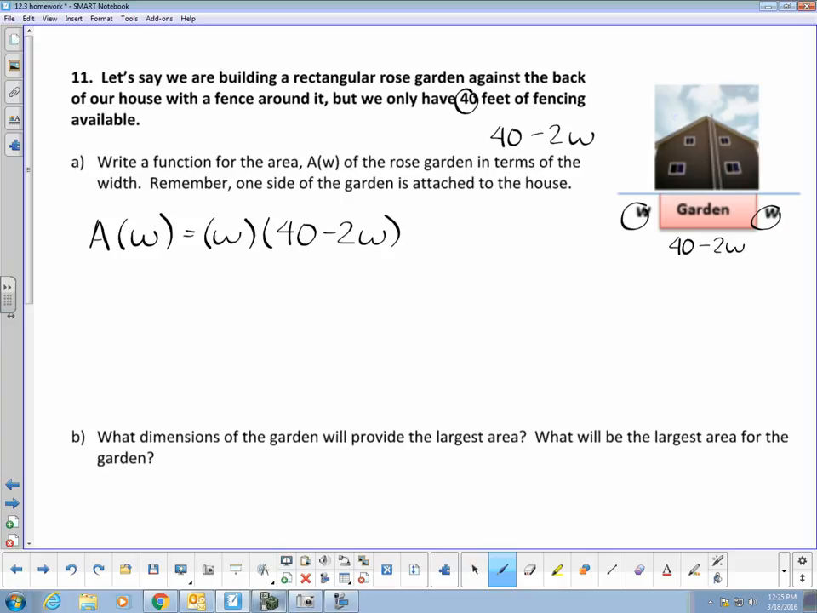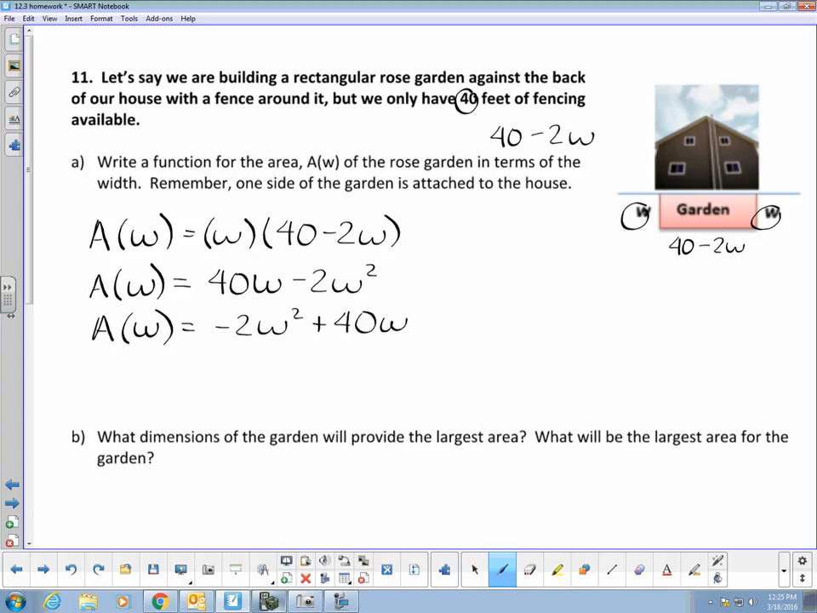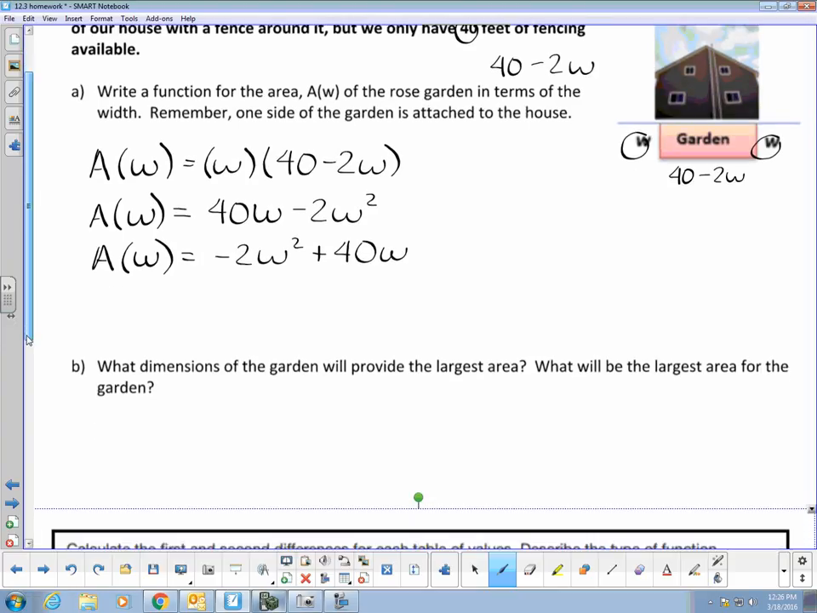And I can leave it as it is, or I can distribute. And I can rewrite it if I need to in standard form. And I can input any of these 3 functions into the calculator, and the calculator will be able to graph in any form. So to find the dimensions of the garden that will provide the largest area, it's asking me for the maximum area.